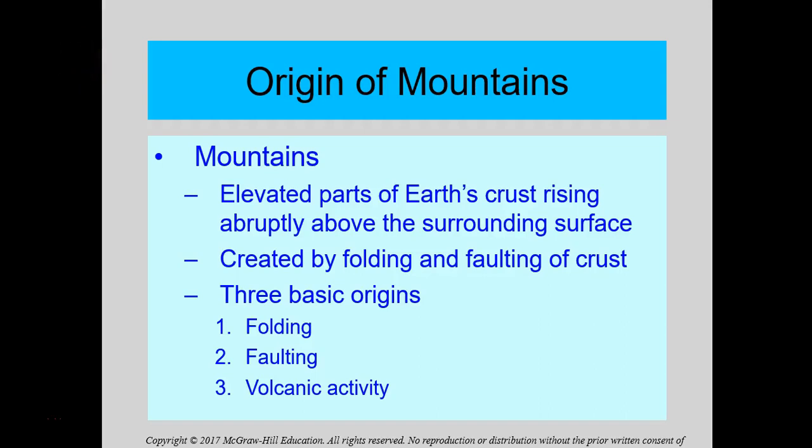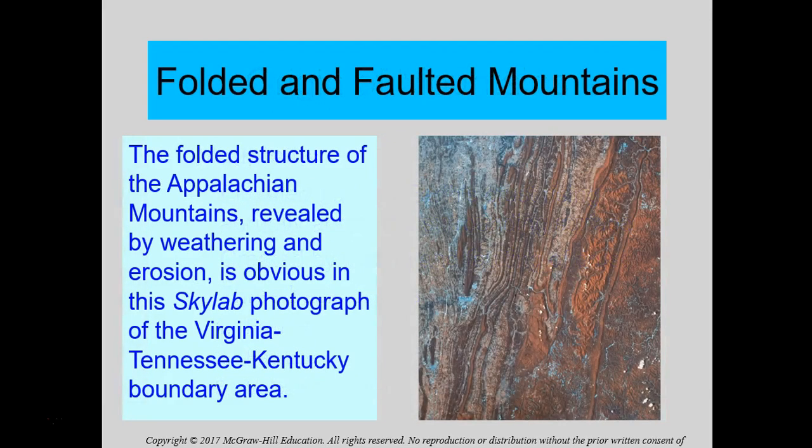So the motion of plate tectonics can also form mountains. Mountains are just elevated parts of Earth's crust that abruptly rise up near the surrounding surface. And they're created by folding and faulting of the crust, or by volcanic activity. So here you can see the Appalachian Mountains from a satellite picture, and you can see the folding that occurs inside the structure of that mountain.